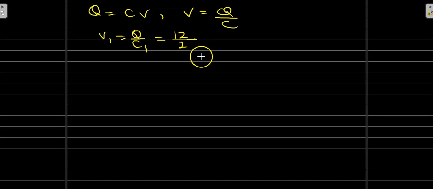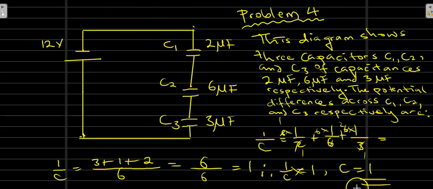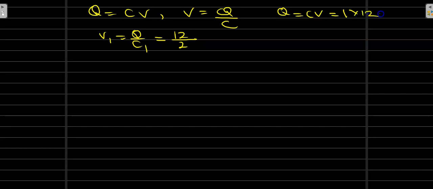But how did we arrive at 12, which is the quantity, which is the charge? Remember that we have Q is equal to CV, and we have C is equal to 1 from what we had previously, and the voltage here is 12. Therefore, 1 times 12 is equal to 12. Therefore, our Q is equal to 12 coulombs, which is the charge. Therefore, in this case, V1 is Q over C1, which is 12 over 2, equal to 6 volts.